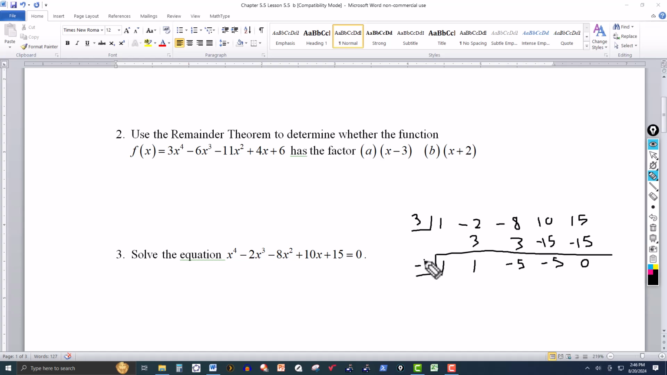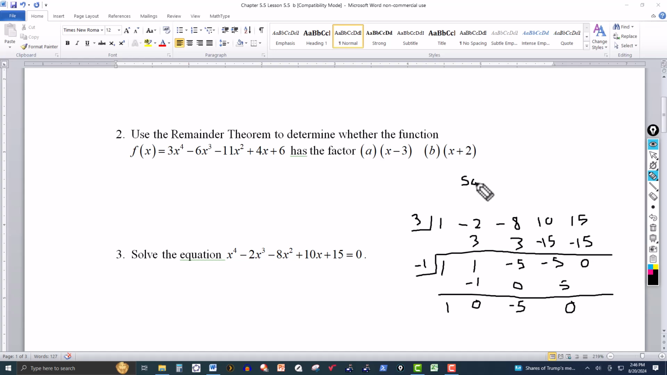Try -1. 1 did not work. And then we just start again here. Bring this down. -1 times this is a -1. This will be 0. -1 times 0 is 0. And then bring this down, add it up. -1 times a -5 is a +5. We get 0. So that tells me that -1 is a 0 of that polynomial, or another way to say it, x minus that, or x plus 1 is a factor.